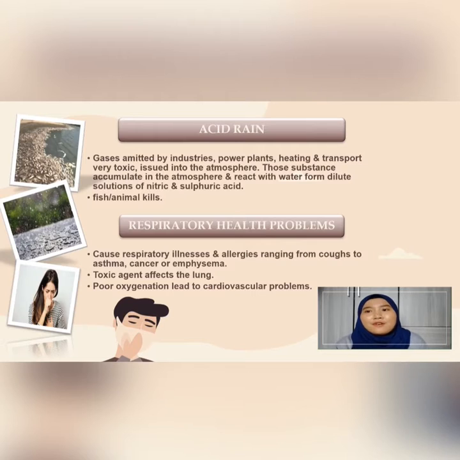The next effect of air pollution is acid rain. Those gases include sulfur dioxide and nitrogen oxide released into the atmosphere that come from fossil fuel burning. When those substances accumulate in the atmosphere and react with water, they form a dilute solution of nitric and sulfuric acid. When this falls as rain, it can have harmful effects on plants, aquatic animals, and infrastructure. Fish in the lake will die off, and leaves of the trees turn brown and fall off.